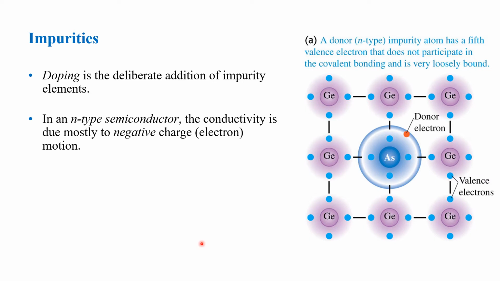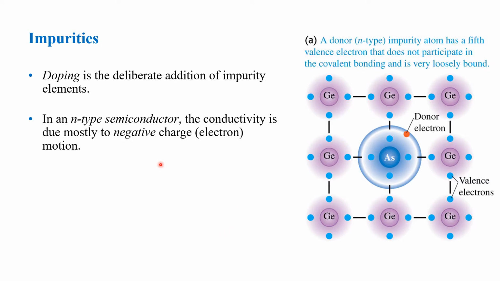Now, in your semiconductors, there are what we call impurities, which are very much necessary for it to become a material that can be used in your technology. Now, you put in your impurities by doping, which is the deliberate addition of impurity elements in your material.